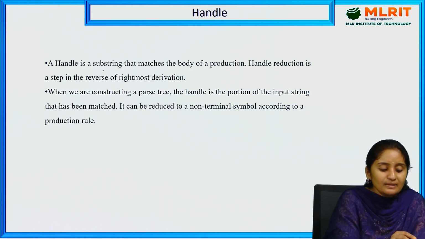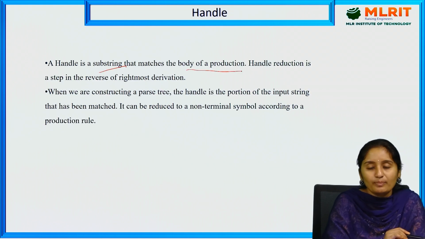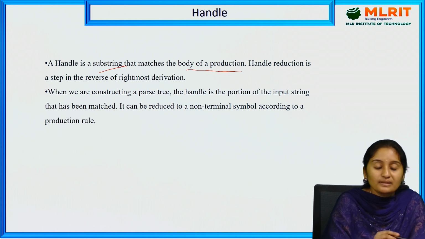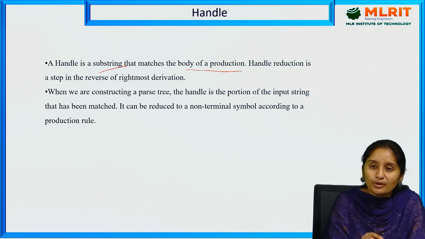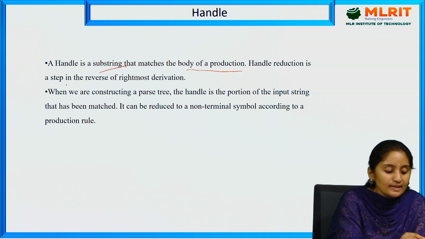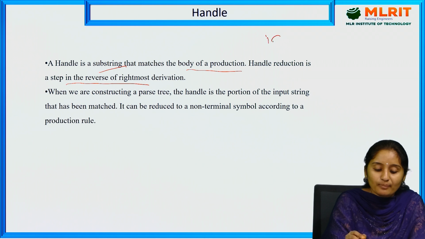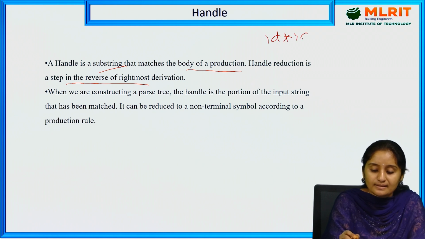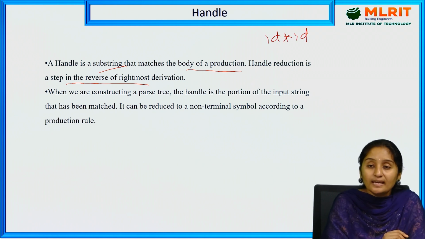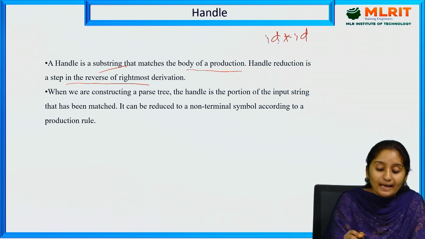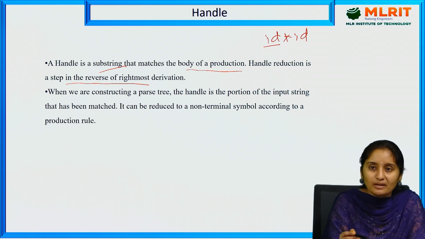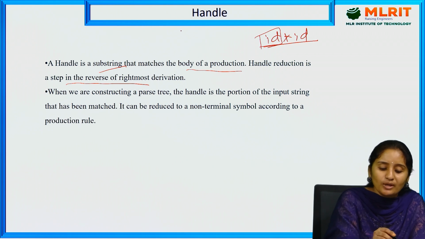A handle is nothing but the substring that matches the body of a production. Handle reduction is a step in reverse of a rightmost derivation. For example, I'm having some sentence. In this sentence, a substring is nothing but some symbol or a string. In this string, the substring matches the body of the production.